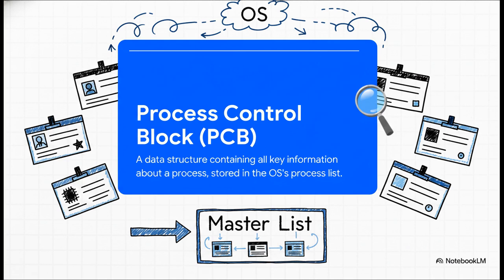The easiest way to think about it is like an ID card for each and every process. It's just a data structure where the OS stores everything it needs to know: the process ID, its current state, where it saved the registers, you name it. And all these little ID cards are kept together in a big master process list.